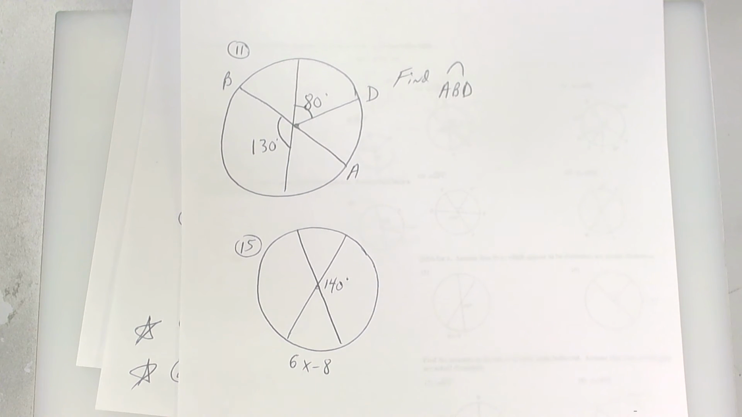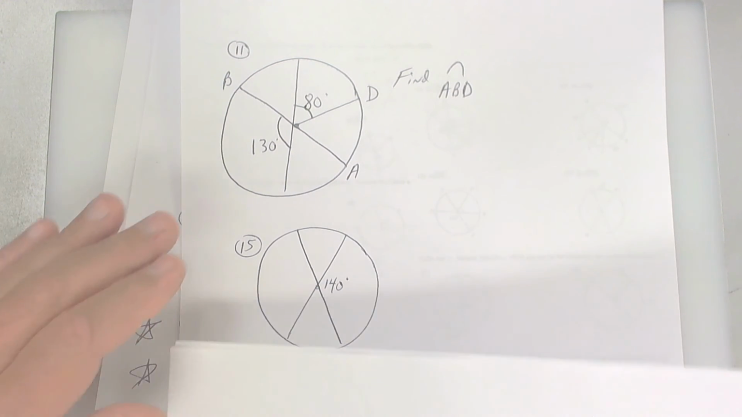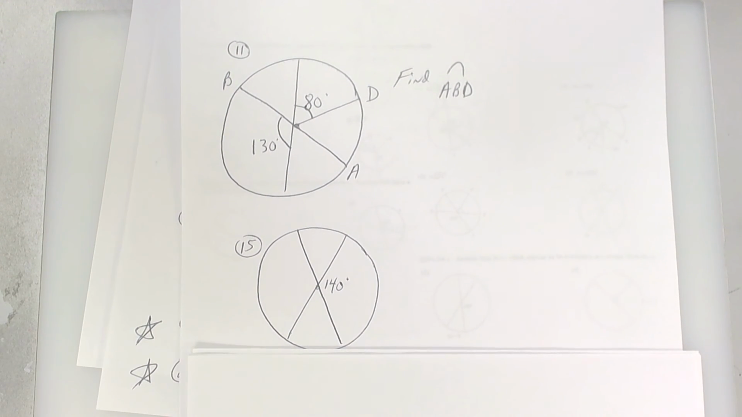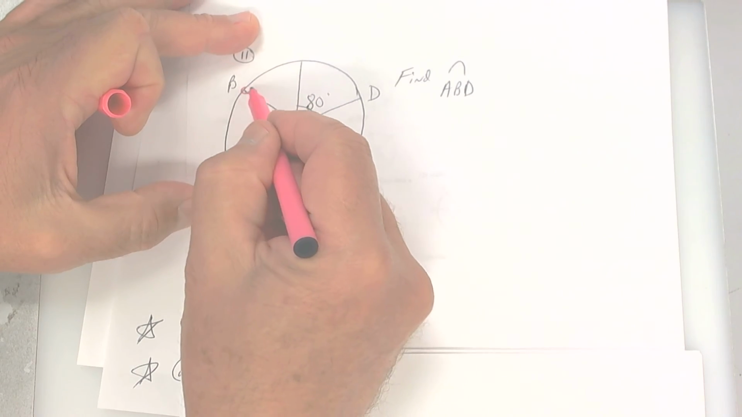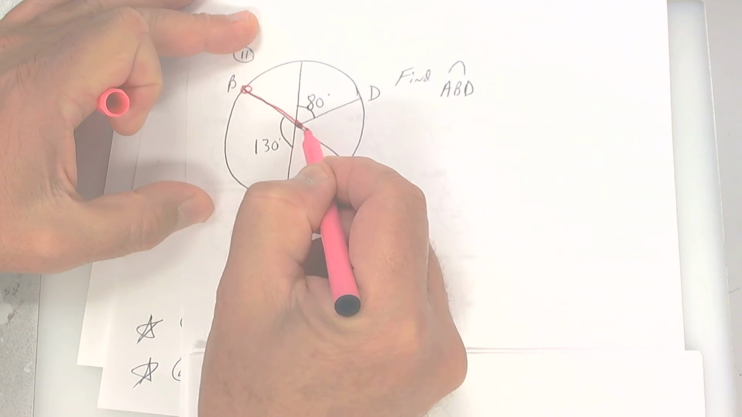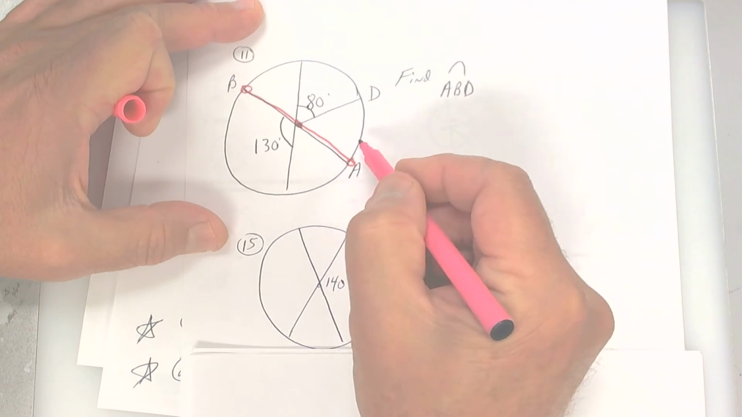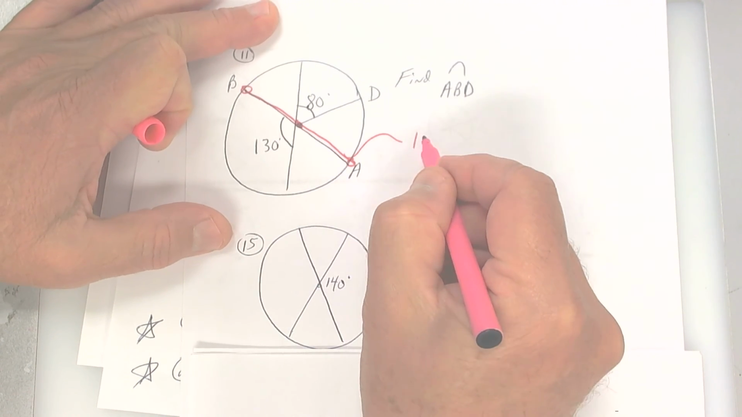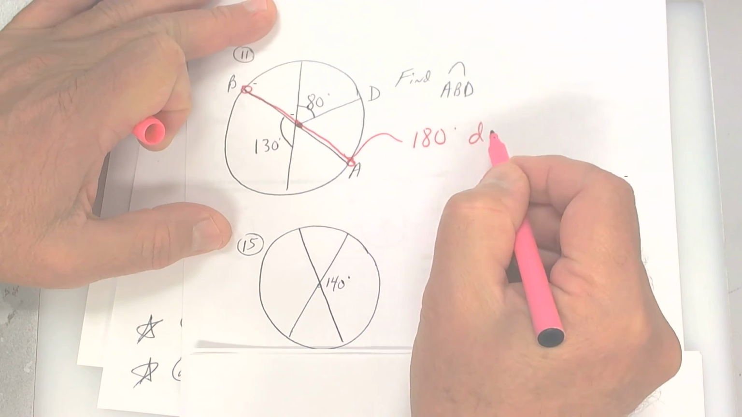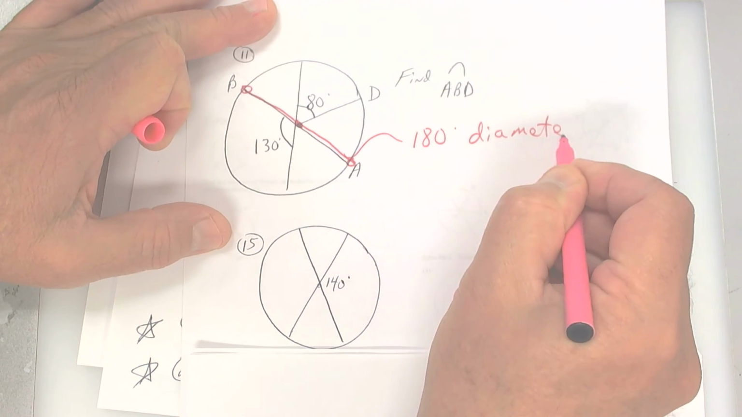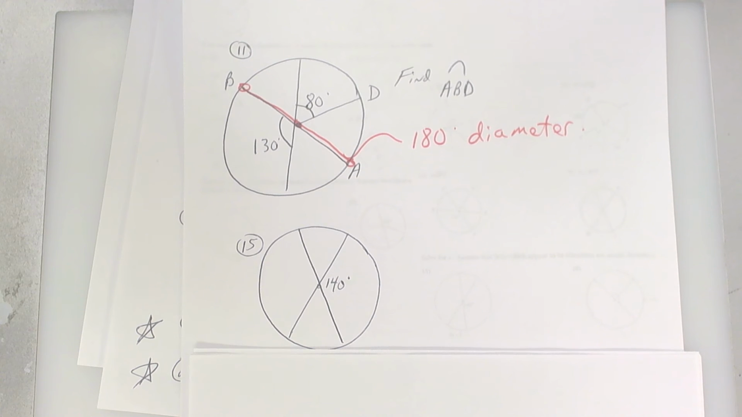Okay, watch and listen. Every diameter is half a circle. So from here through the center and to the circle is called a diameter. So that's 180 degrees. So you always look for the diameter. All right, let's see if we can figure this out.